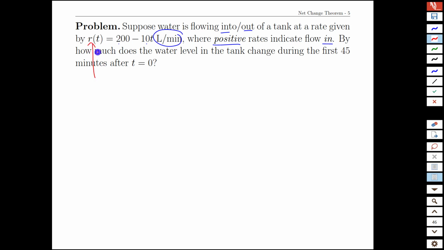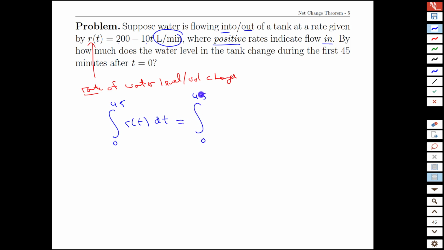Well, first off, we note that this is the rate of water level change, or volume change. And so putting together our integrals, if we integrate r of t from 0 to 45, that is exactly the same thing as what we mean by the volume at time t. Oh wait, not the volume itself, but the derivative. So this r of t is exactly what we mean by the derivative of volume, or if you like, dV/dt. Sometimes this can be helpful in terms of seeing the relationships.